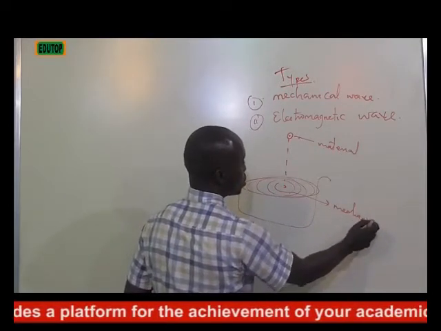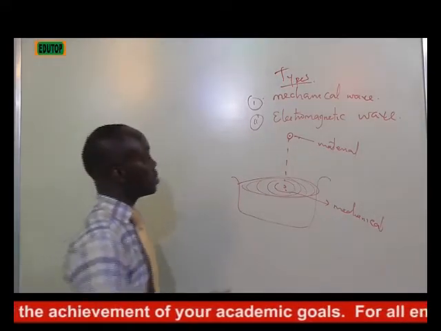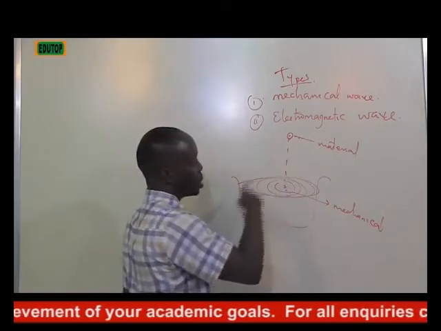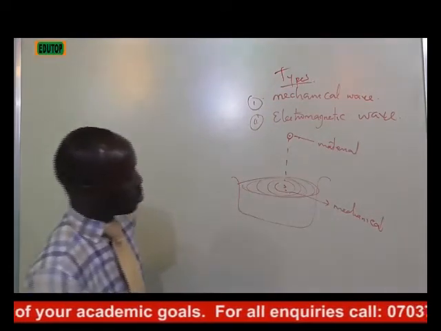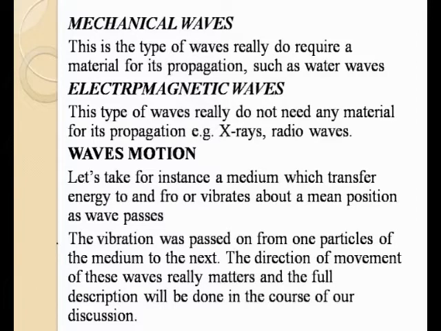Why? Because the wave is actually being caused by a material. It is because of the presence of that material that brought about the ripples that have been formed at the surface of that water. Under the electromagnetic, this is a type of wave that does not need any material for its propagation. That is, the movement of the wave, the transfer of the disturbance, does not need any material. For example, we have what we call radio wave.